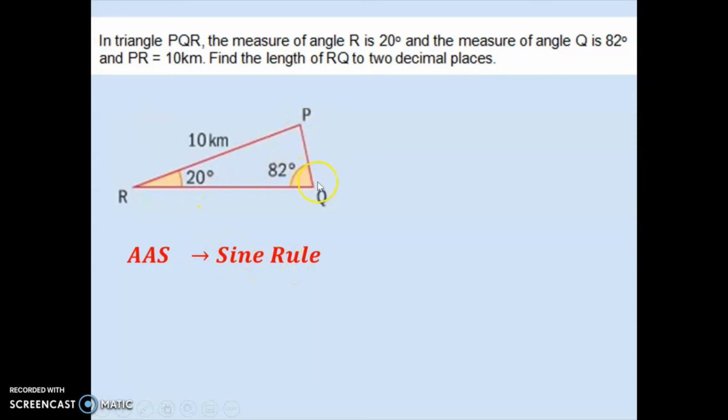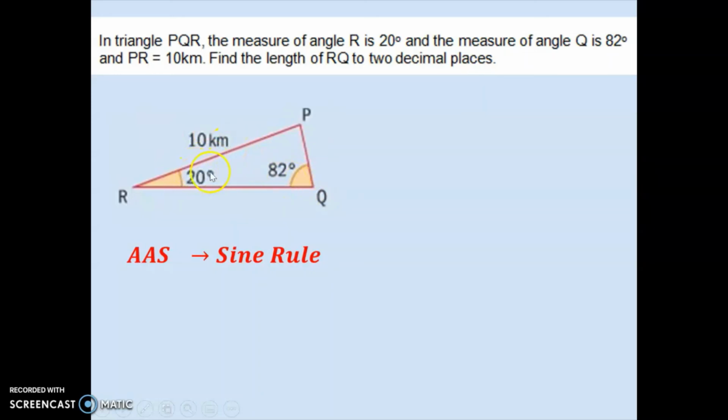Now, we can use sine rule to find either PQ or maybe RQ? Which one would be more useful? What are we looking for in this question? Let's see. Find the length of RQ. Okay. But wait a minute. When we use the sine rule, we cannot find a length unless we know the angle across from it. So look, we have 10 and 82 across from each other. So that's good because that's what we need for sine rule.